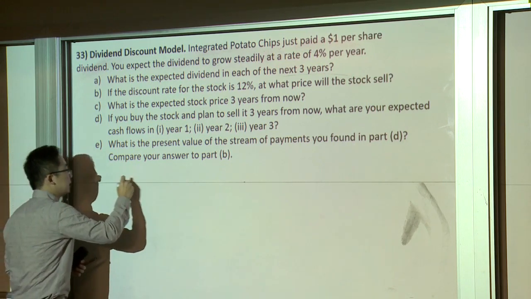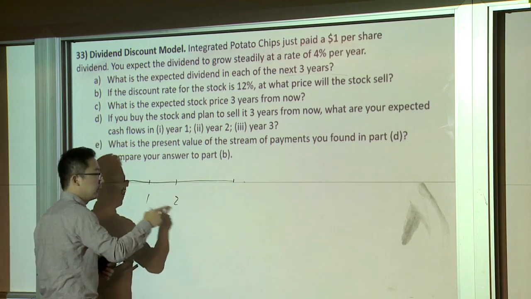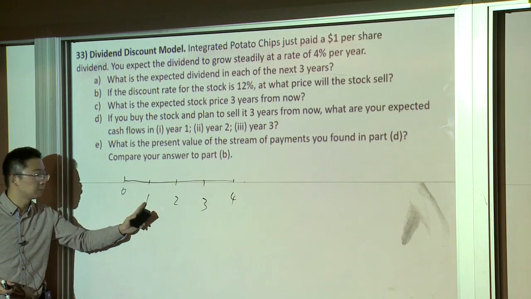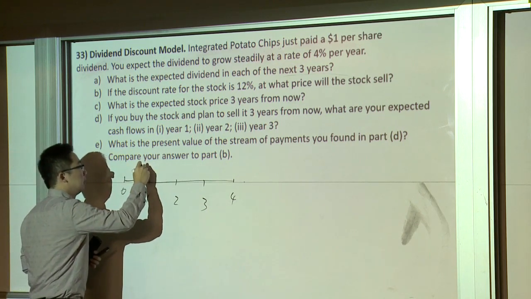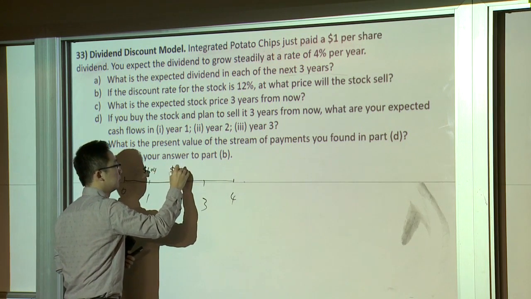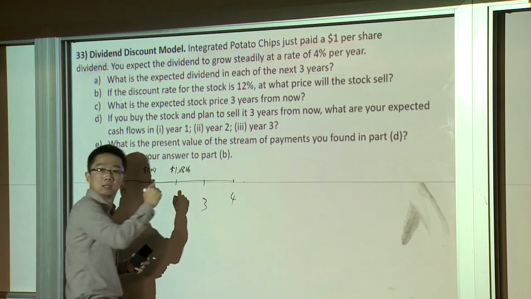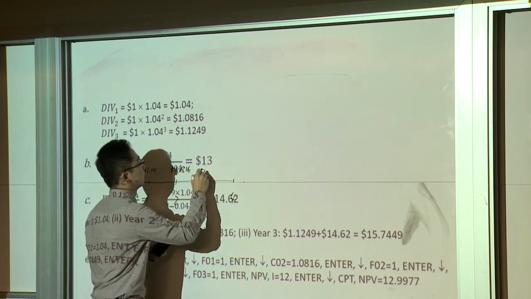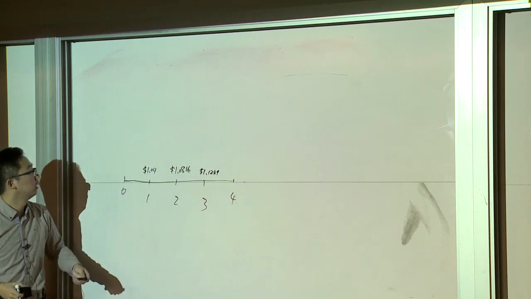Okay, let's draw a timeline. It's becoming a little more complicated. 0 is right now, then the end of year 1, the end of year 2, the end of year 3, the end of year 4. 0 is the beginning of year 1, and 1 is the beginning of year 2, and also the end of year 1. So our cash flows are 1.04, 1.0816, and the next one is 1.1249. These are the next 3 cash flows.